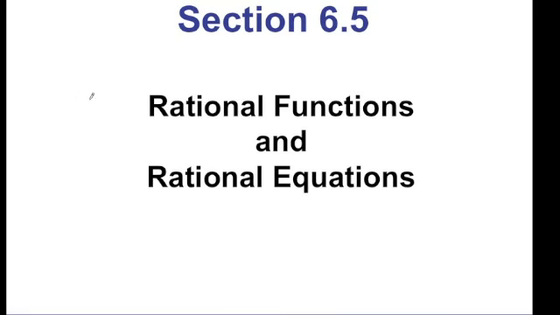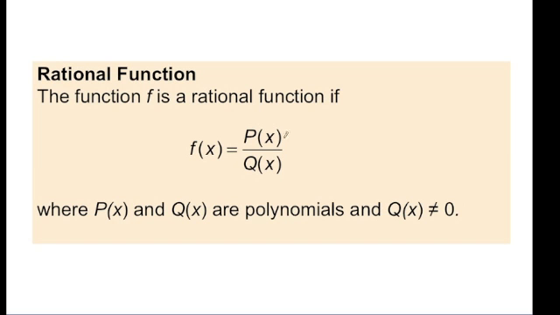Videos are over section 6.5, rational functions and rational equations. A function f is a rational function if f of x equals p of x over q of x, where p and q are polynomials and q of x does not equal 0, since of course we cannot have a 0 in the denominator. We're going to talk about some aspects of the graphs of these functions.